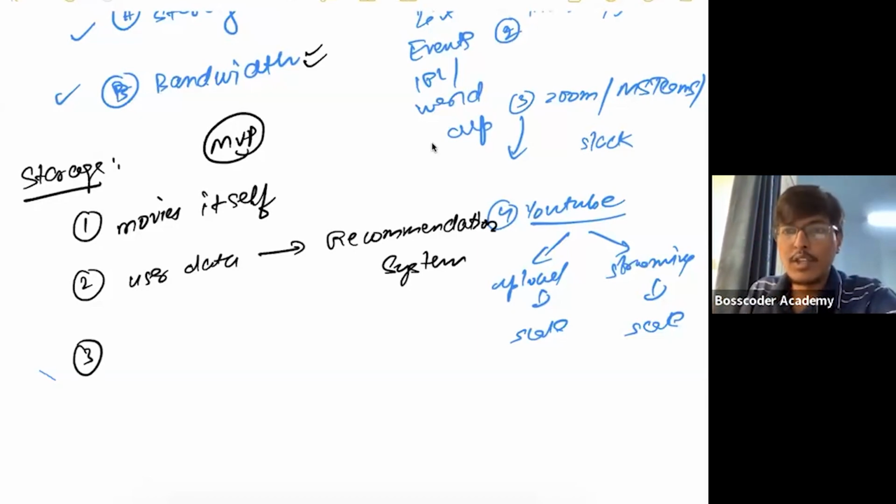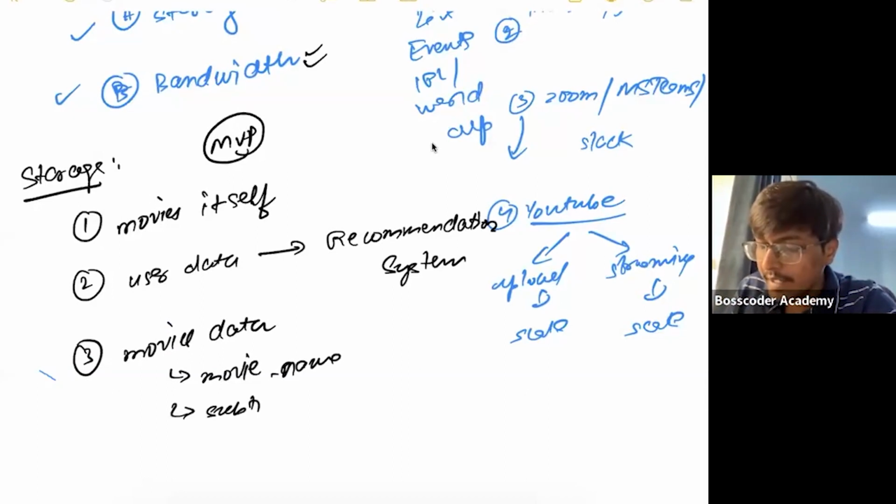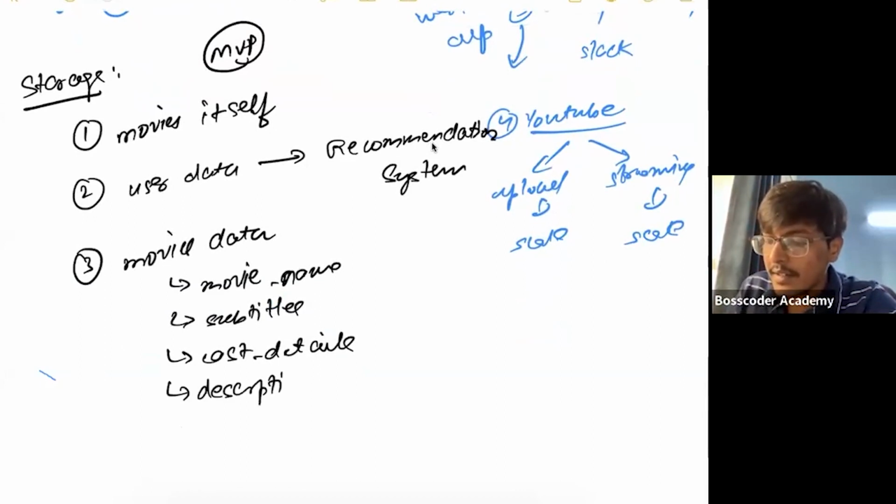The second thing you have to store is really the movies data. What is movie data? Movie data is like the movie name or subtitles, or cast details, who is the actor, who is the heroine, all of those things. What is the description? All of these details you will also store in the storage.